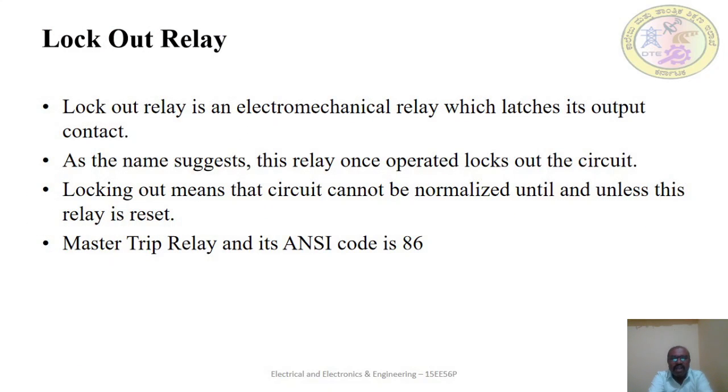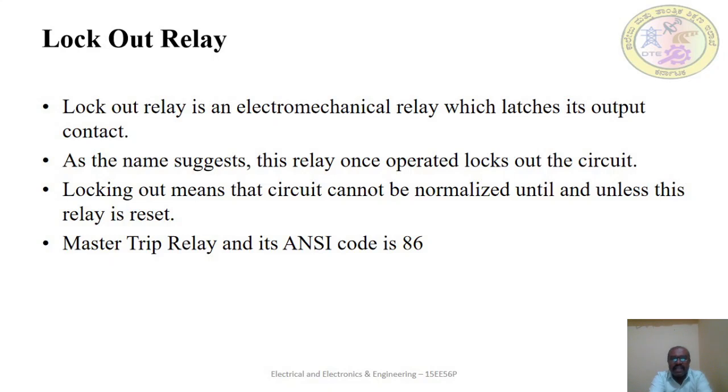Next, the lockout relay. A lockout relay is an electromagnetic mechanical relay which latches its output contacts. As the name suggests, once this relay operates, it locks out the circuit. Lockout means the circuit cannot be normalized unless the relay is reset. The relay has two types of coils, an operating coil and a resetting coil. The operating coil, when energized, operates the relay. The resetting coil is energized to reset. This relay is not self-resettable. It requires manual resetting to normalize the protection and trip circuit.